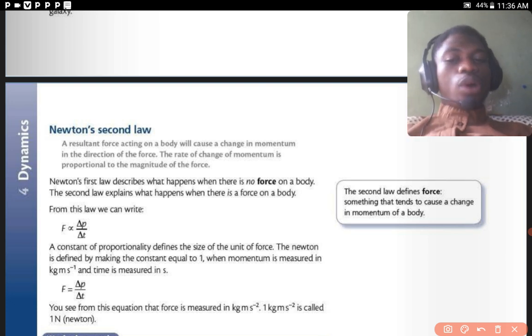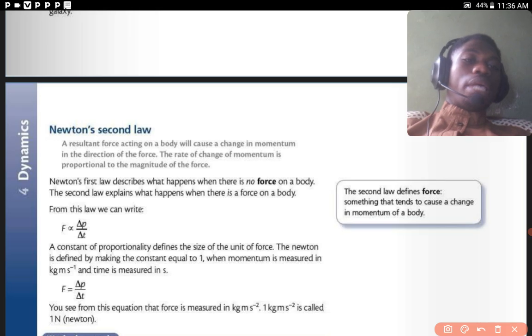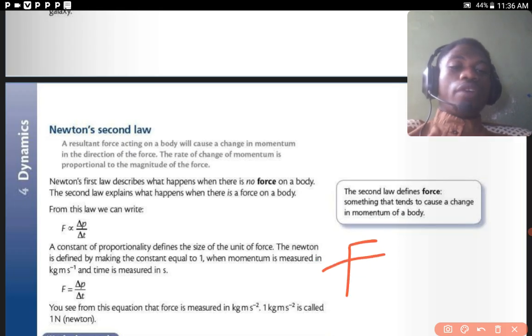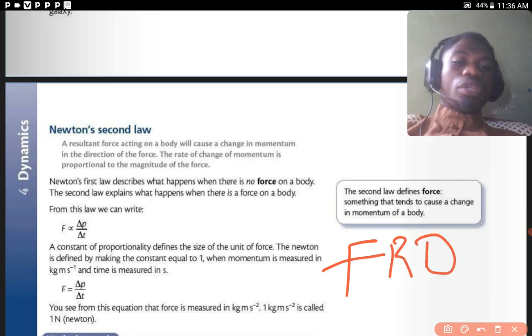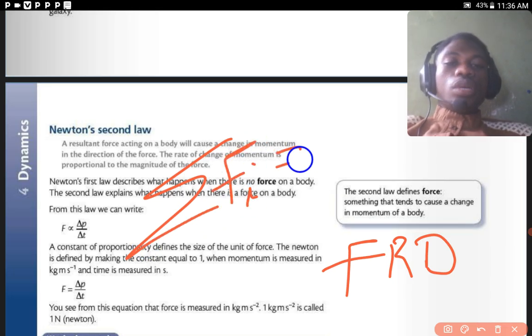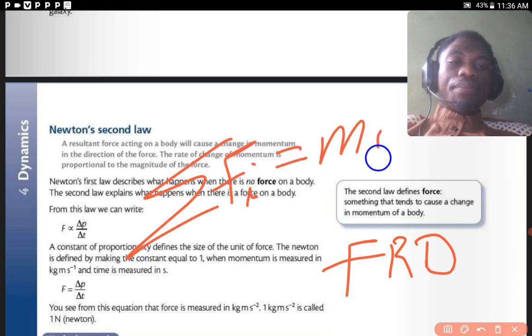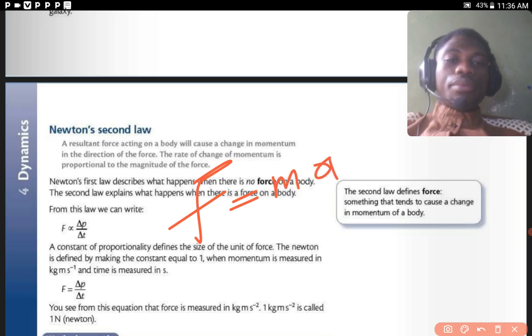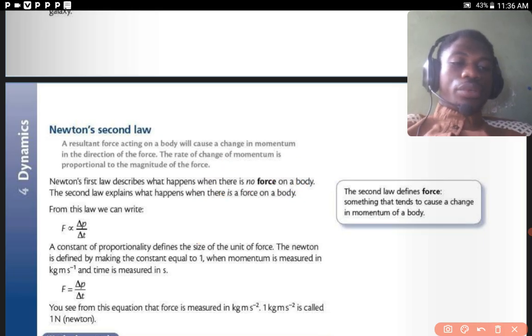Now, prior to this, remember momentum is mv, mass times velocity. Prior to Newton's second law of motion, we can derive the fundamental relation of dynamics, FRD. According to the fundamental relation of dynamics, summation Fi is equal to ma. It is from here that we have the equation F equal to ma, where F is the resultant force.